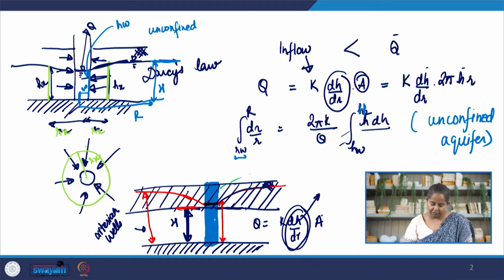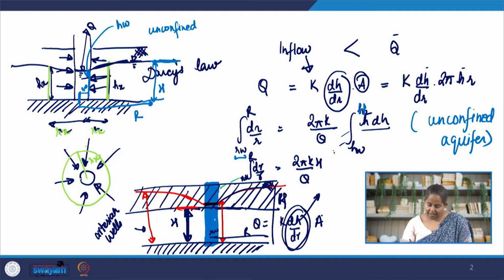In this case, what you will get is integral of dr by r from rw to capital R, which is where the pressure head becomes horizontal. This is again same rw, and this is capital R, this is capital H. You will get 2 pi k by q. Capital H will come out, and then here you will have, because capital H is the height here, so it is constant, it will come out, and here you will have just dh from height in the well to the height, maximum height of the pressure head.